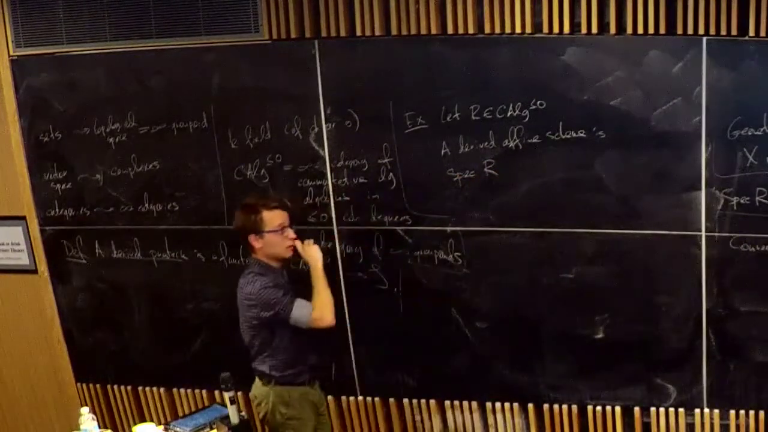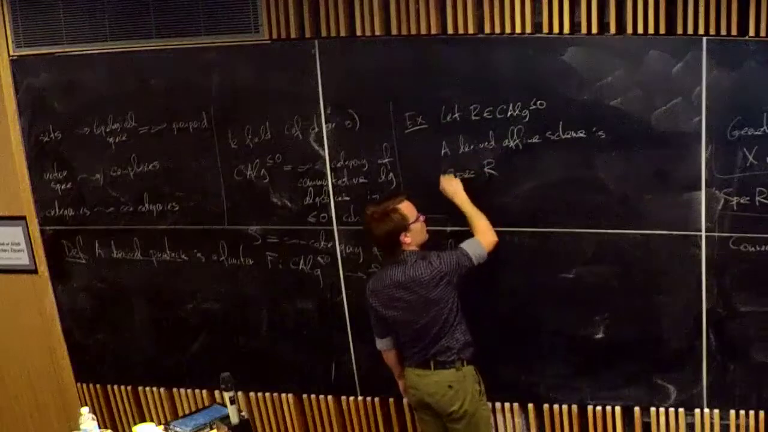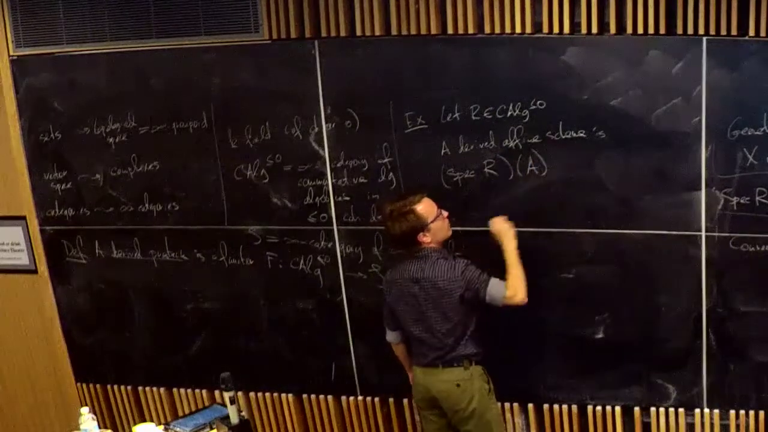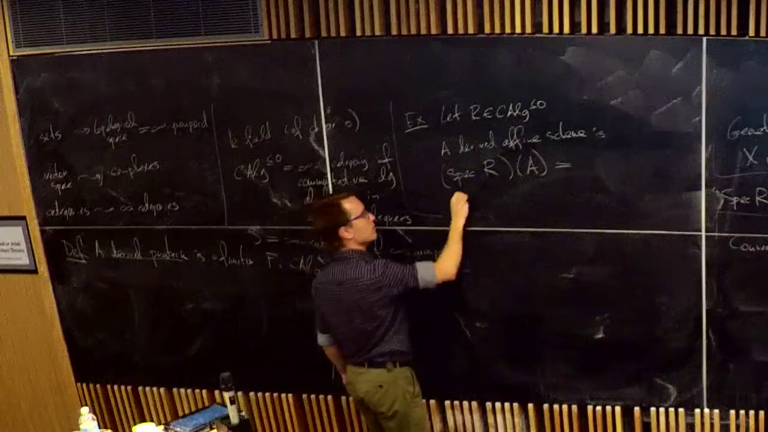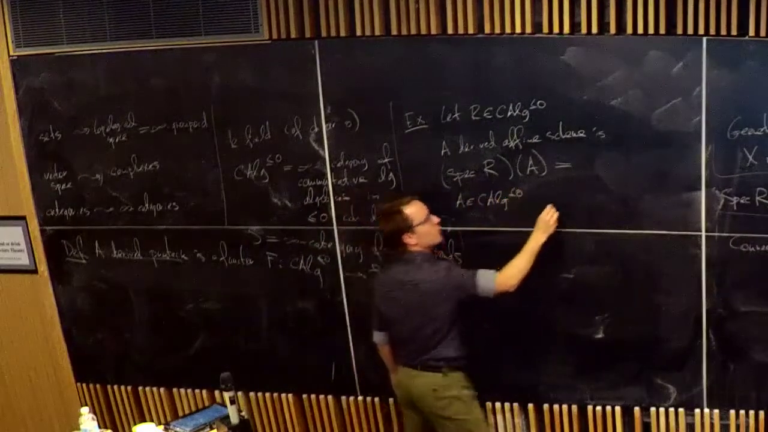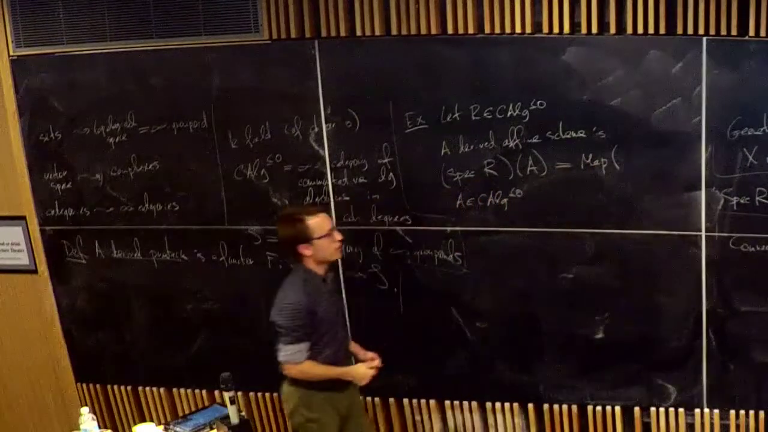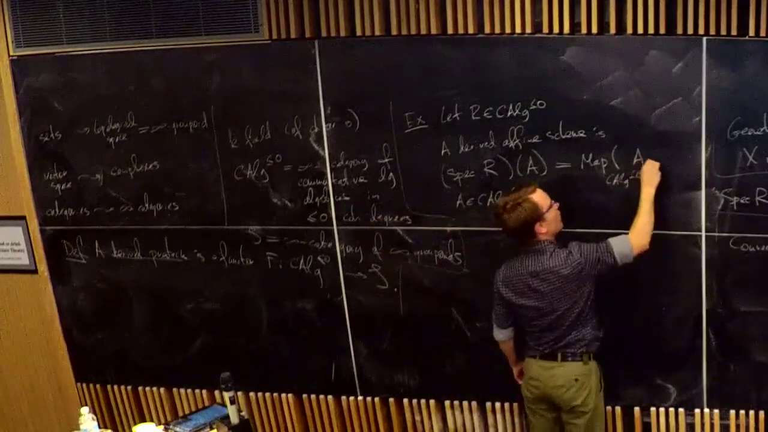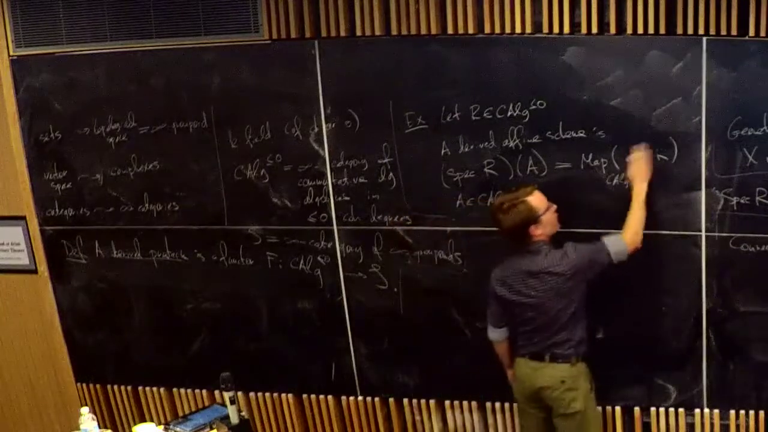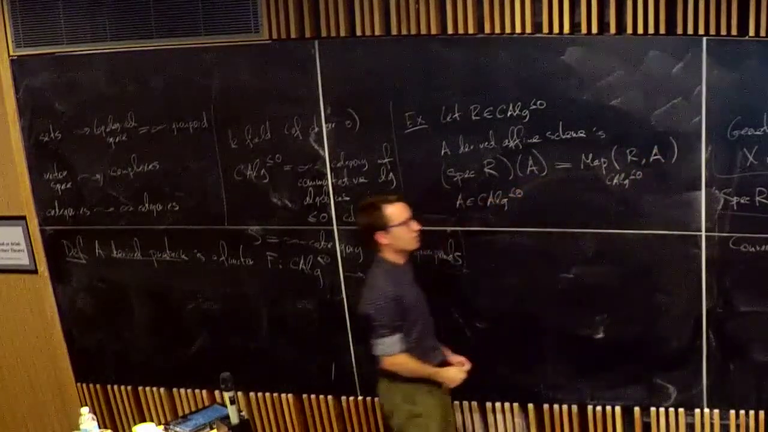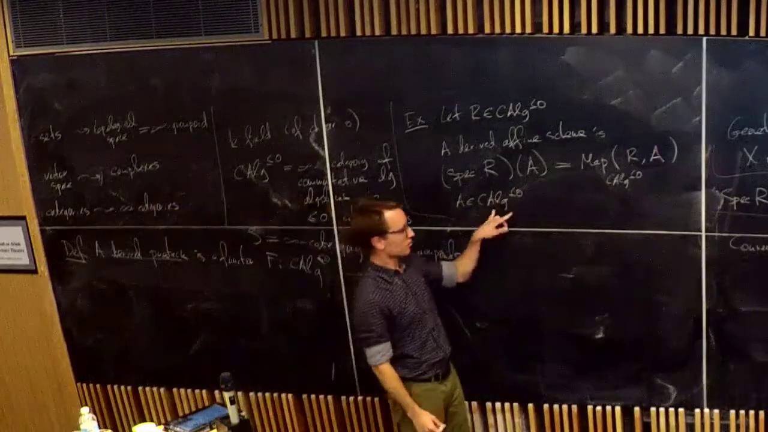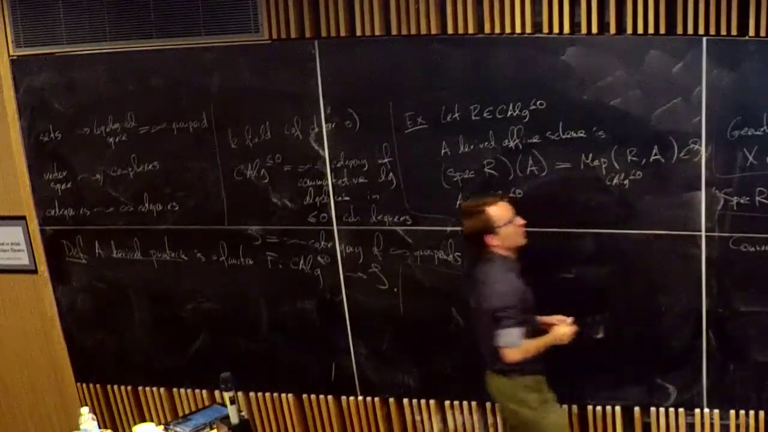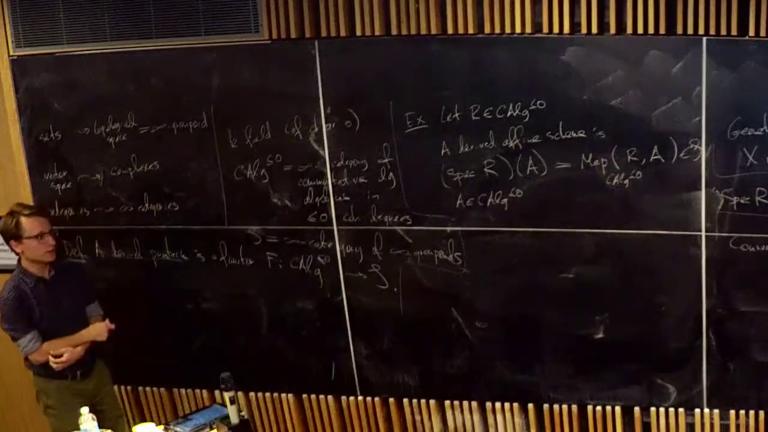Well, this is Spec R, which is defined by saying that the functor on some A is the space of maps in commutative algebras from R to A. Okay, so I take this commutative DG algebra and I give you a space. So this is my functor. And this is the most basic example of a derived pre-stack.